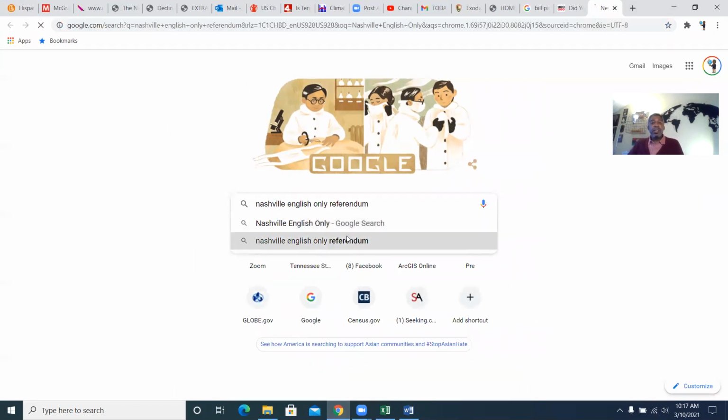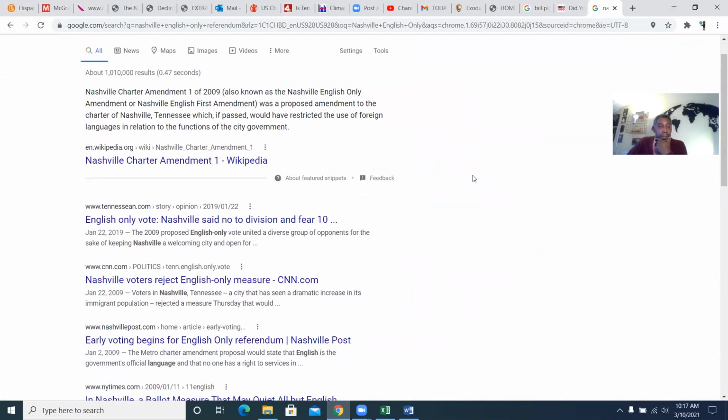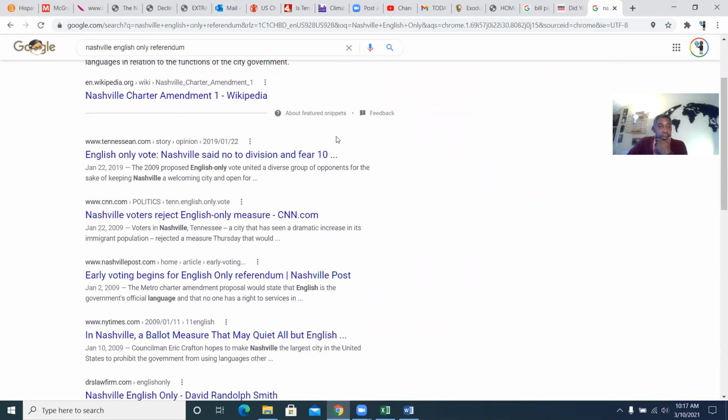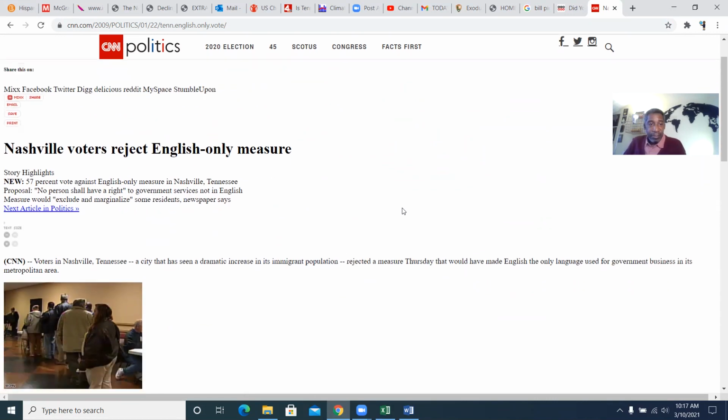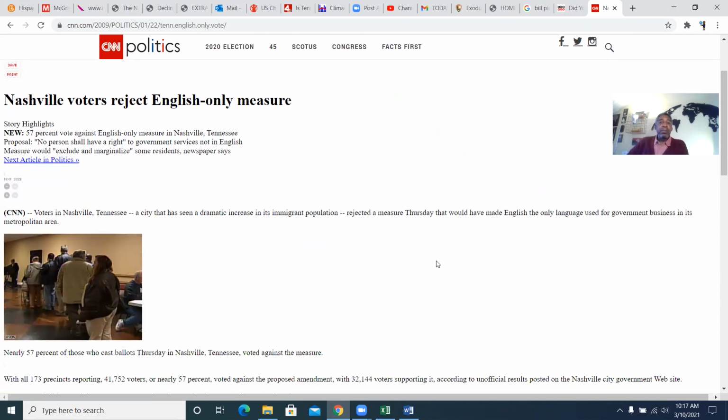Yeah, here's a Nashville English only referendum. This is back, I guess they were, wow. Yeah, 2009. Nashville voters reject English only measure. But just the fact that there was an English only measure says something, right?